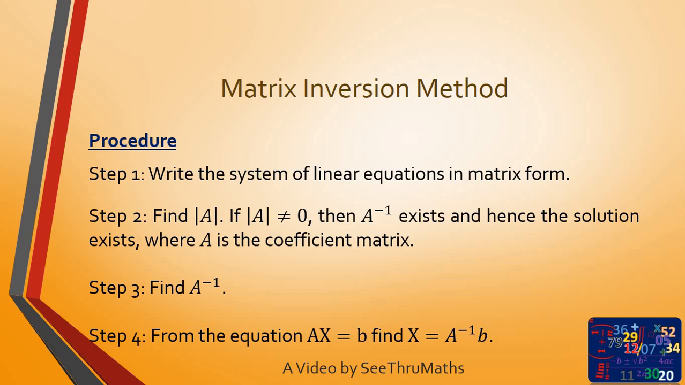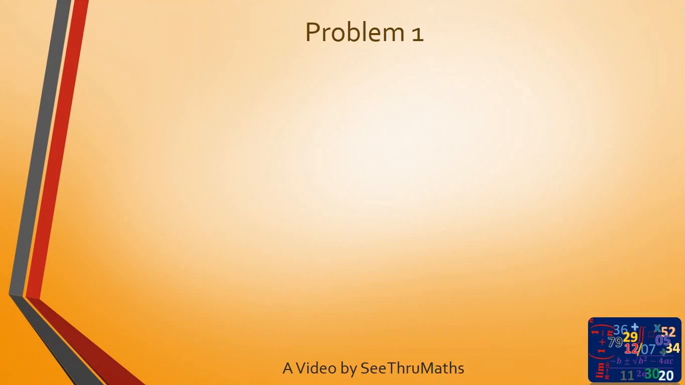Step 4, from the equation Ax is equal to B, find x is equal to A inverse B. So this is the rule. This is nothing but if we multiply A and x, we will get Ax is equal to B. This B is nothing but the constant element vector. If so, then pre-multiply by A inverse on both sides, we will get x is equal to A inverse B. We will solve examples to understand this one.